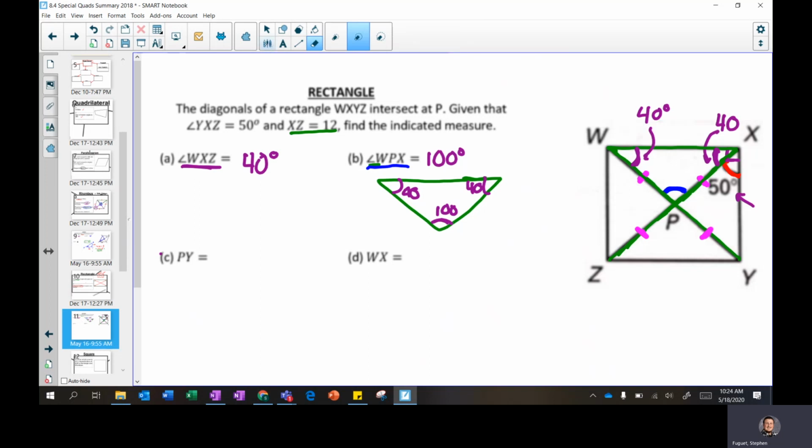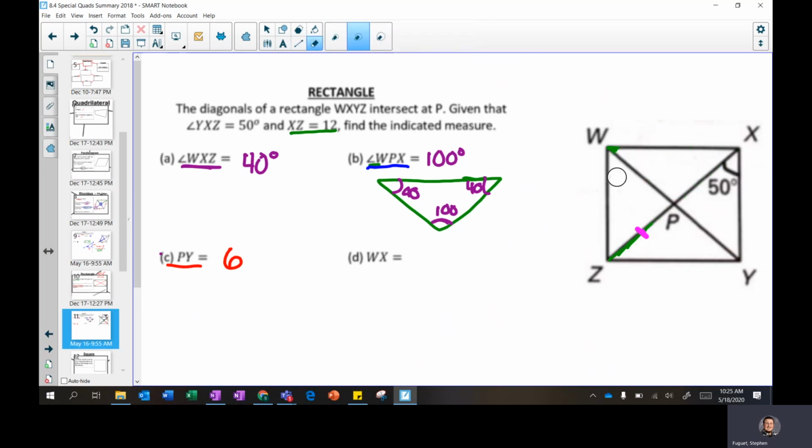Now, that kind of answered our next question already, because PY is actually asking us for half of the diagonal. We know it's half because, again, a rectangle is a specific type of parallelogram. So therefore, the diagonals are going to cut each other in half. So half of 12 means that PY is going to be 6. Final question for this rectangle: we're going to take a look at finding WX.